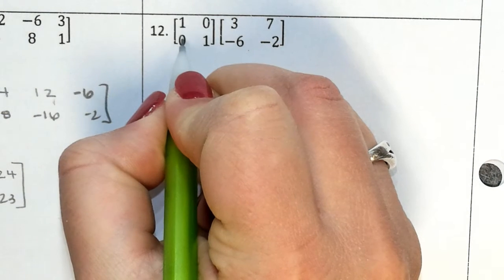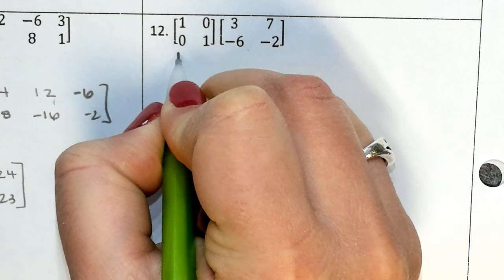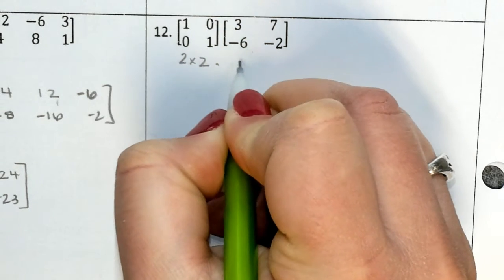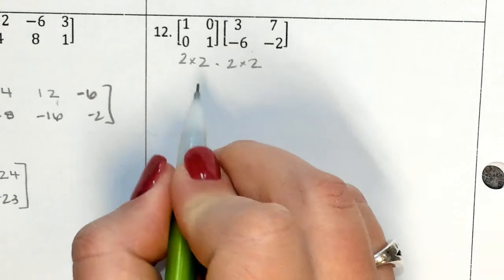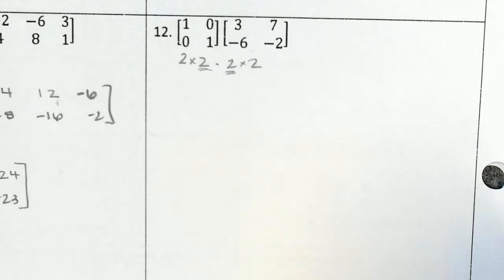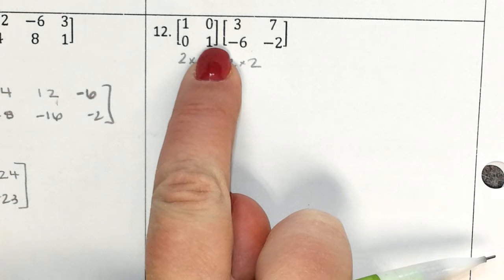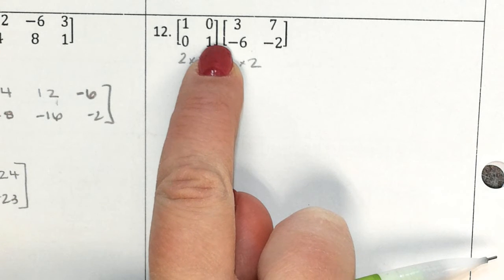Dimensions. What are the dimensions here? Why do I need to write out dimensions? Make sure you can even do it. So how do I know I can do this? You look at those middle numbers. Okay, are they the same? Yes. So okay, I can multiply them. Take out that middle man once those are the same. What's your answer going to be?